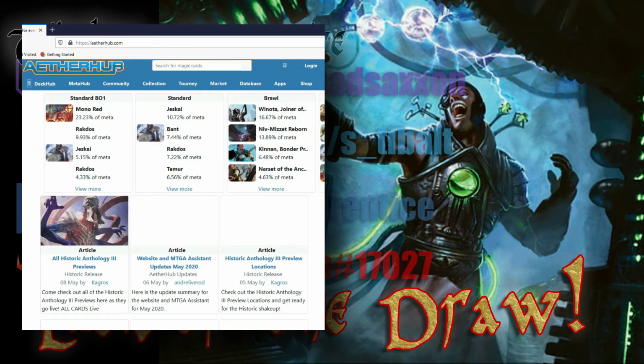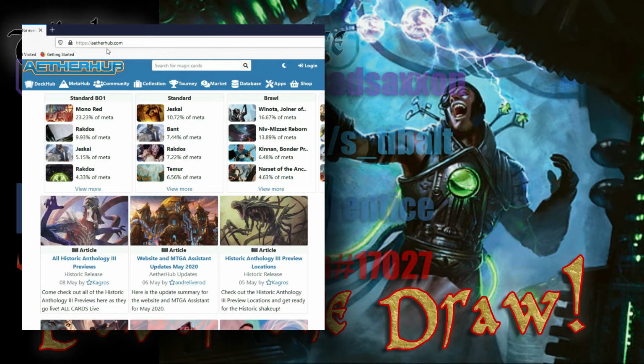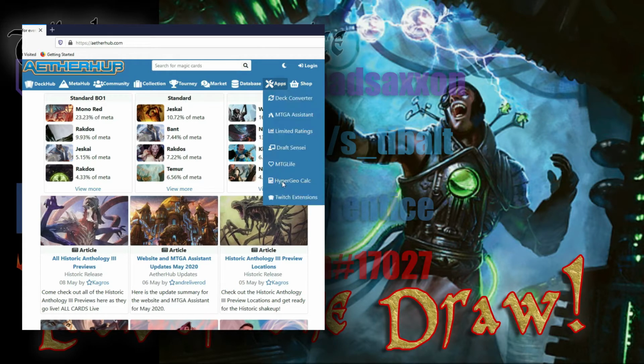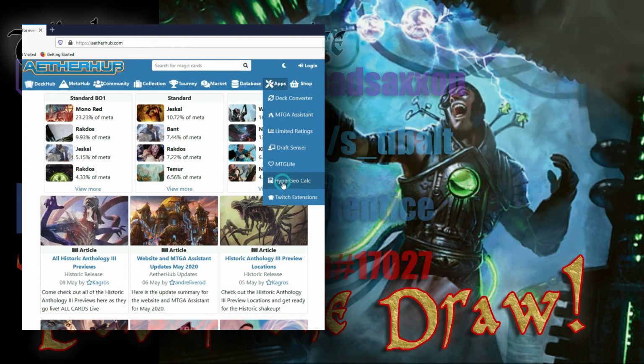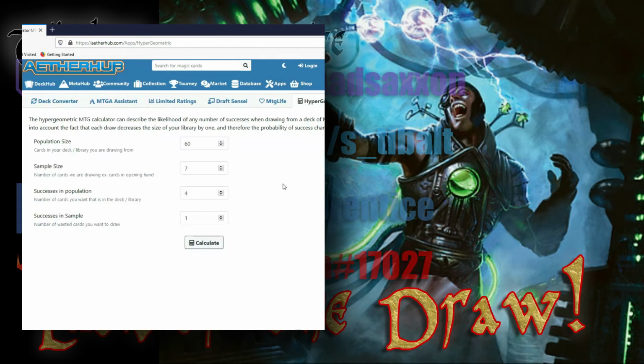All right, so we're going to Aetherhub, aetherhub.com. We're going to go to apps, and we're going to look at the HyperGeometric calculator. What's all that? That's just a fancy word for what's the chances of drawing a specific card in my deck.